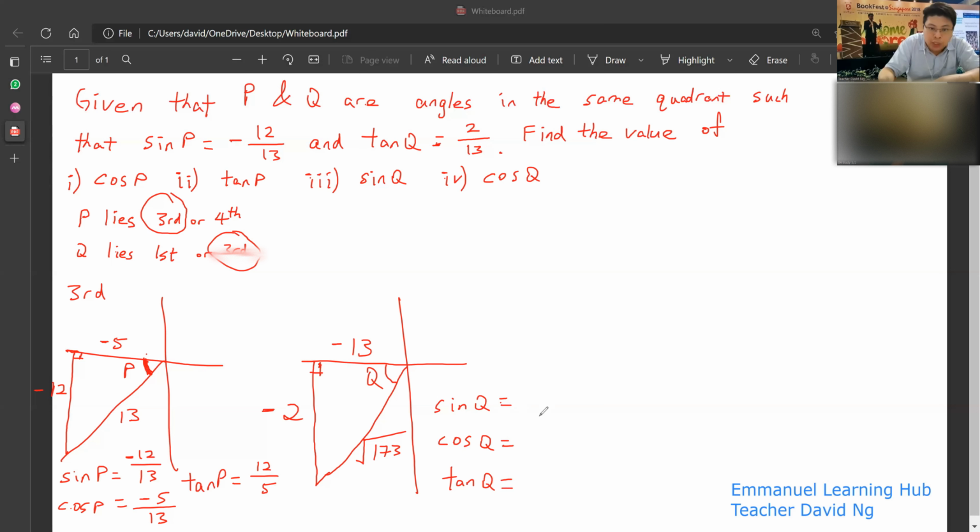Okay, sine Q, opposite over hypotenuse. Then here will be cosine Q, right? Adjacent over hypotenuse. Tangent will be what? Opposite over adjacent, right?